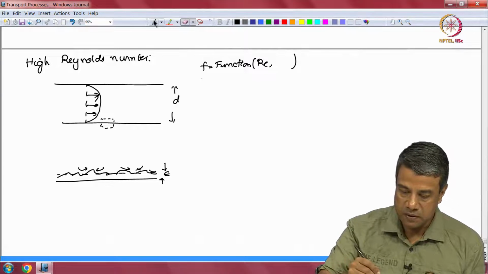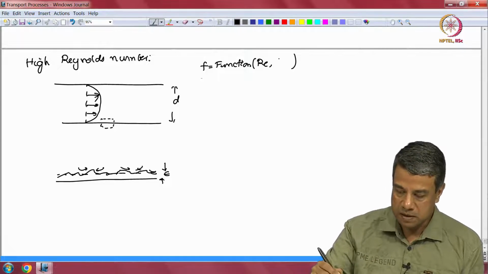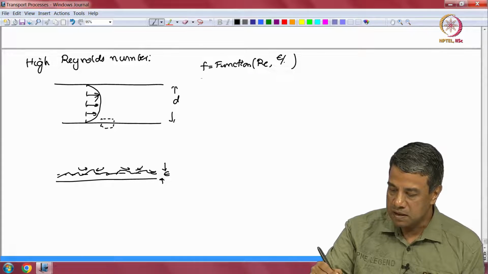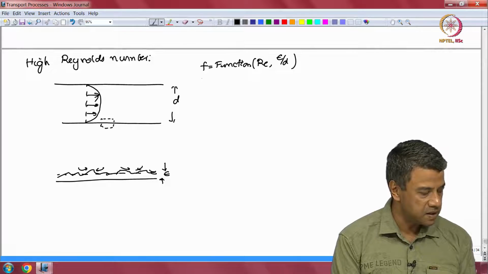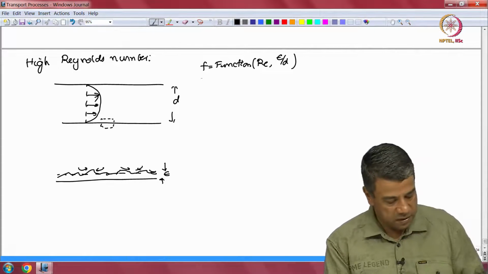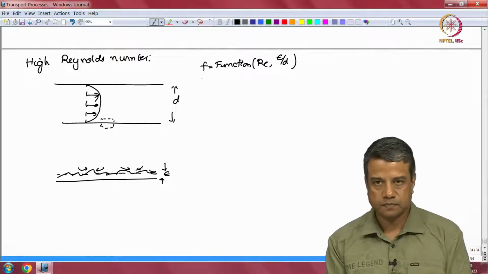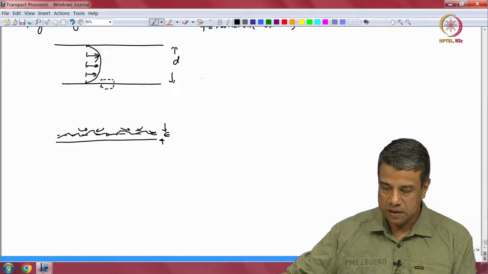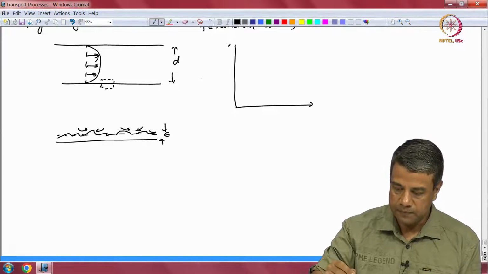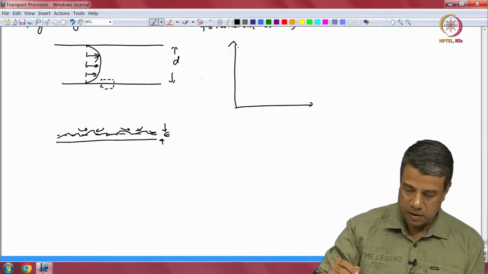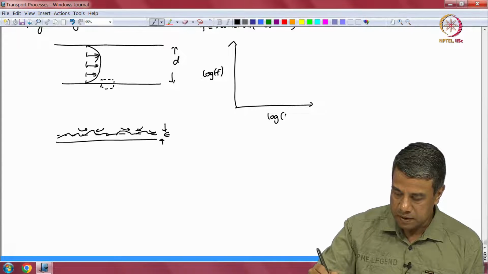And therefore, the friction factor could depend upon the Reynolds number as well as the scaled roughness. Since the roughness length scale is epsilon, the scaled roughness is just epsilon divided by the diameter. So, the friction factor depends upon these two parameters. And usually the friction factor versus Reynolds number is plotted on a log scale. This is called a Moody plot. Log of f versus log of Re.